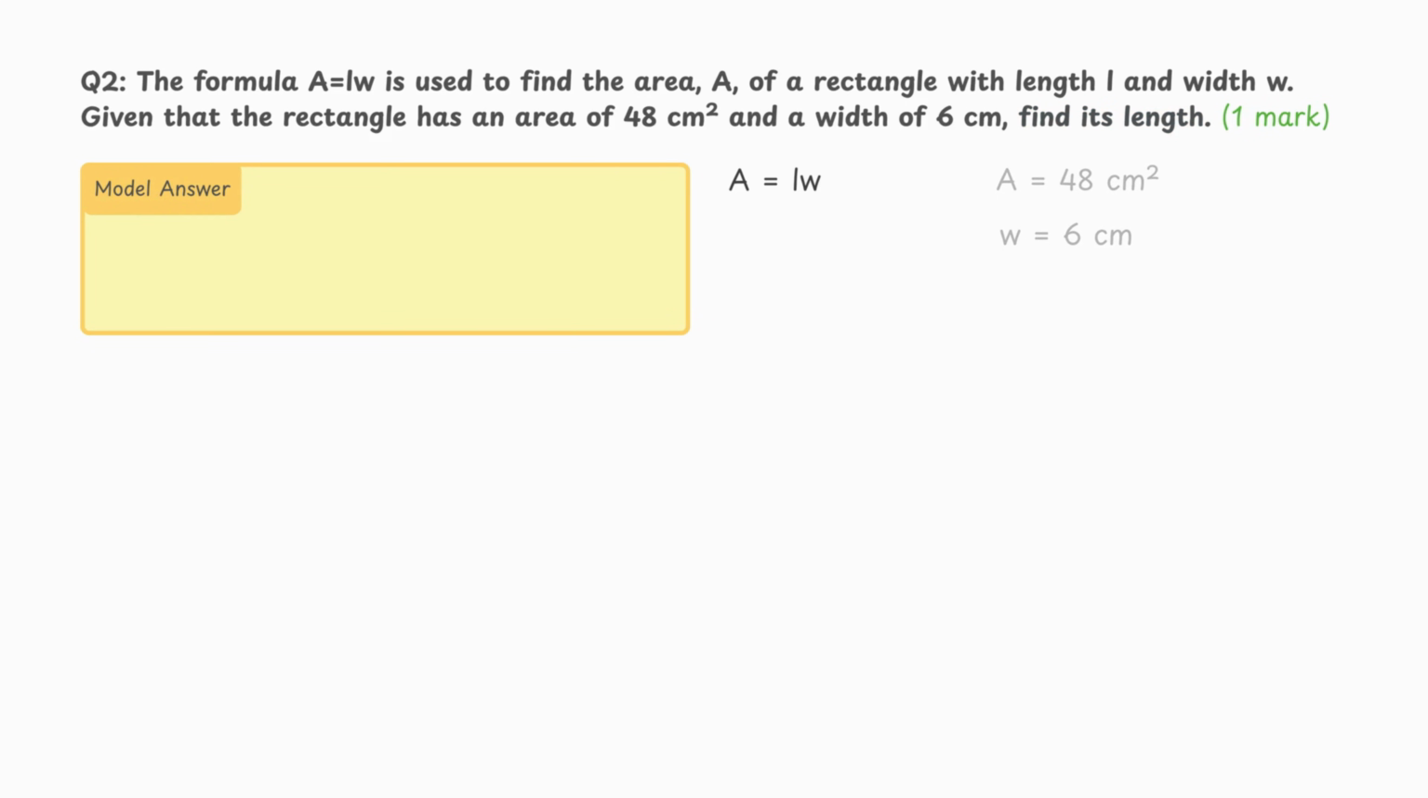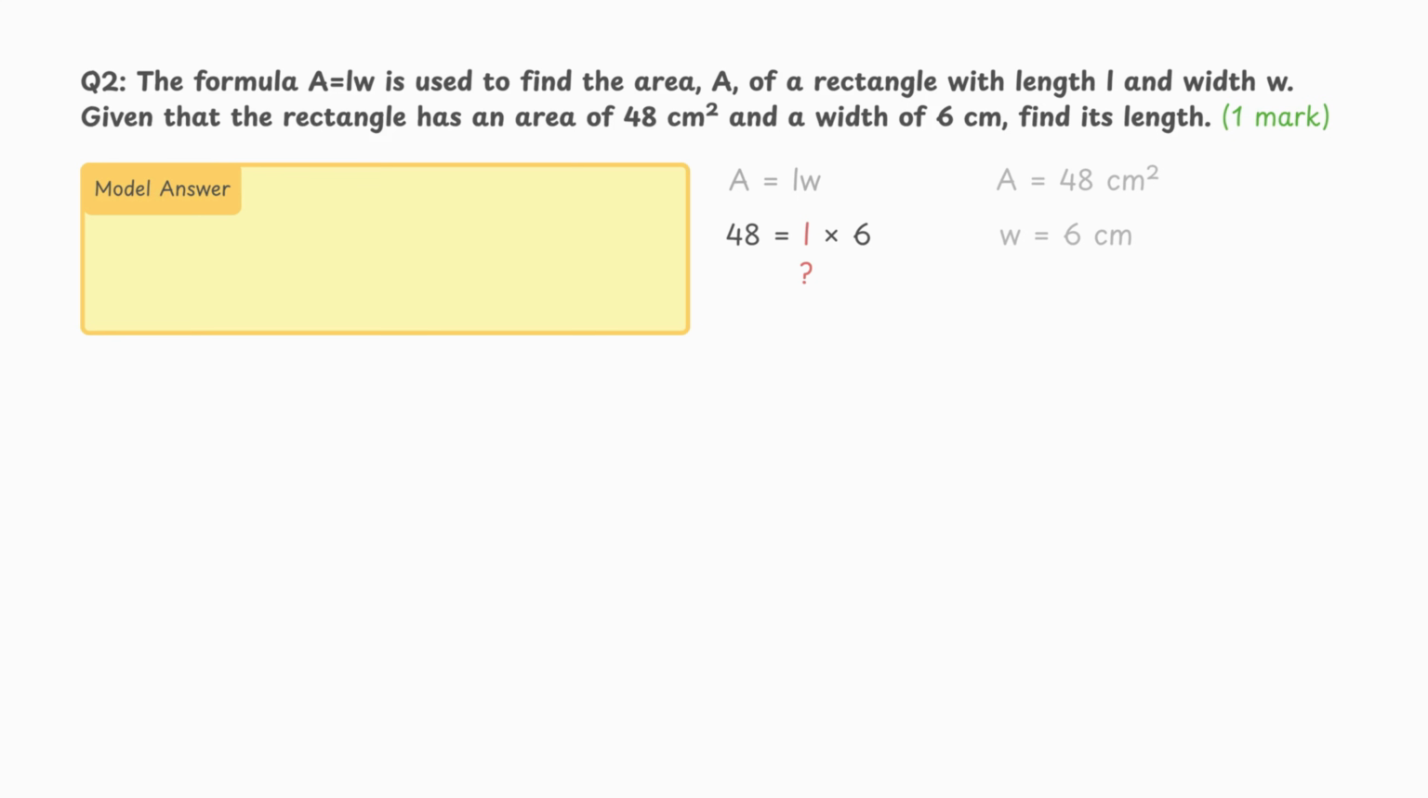As always, let's begin by writing down the formula. A equals L multiplied by W. Next, substitute the values we know into the formula. The area A is 48, and the width W is 6. This gives us 48 equals L multiplied by 6. Notice that we have successfully substituted all the values we know, but the length is still unknown.